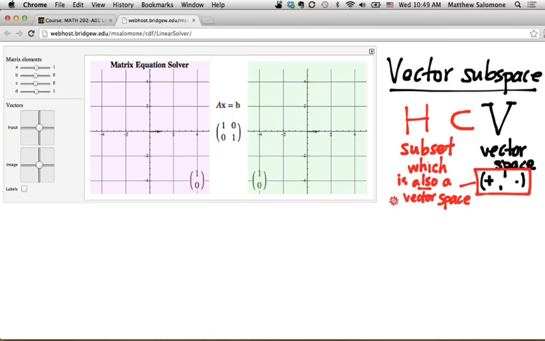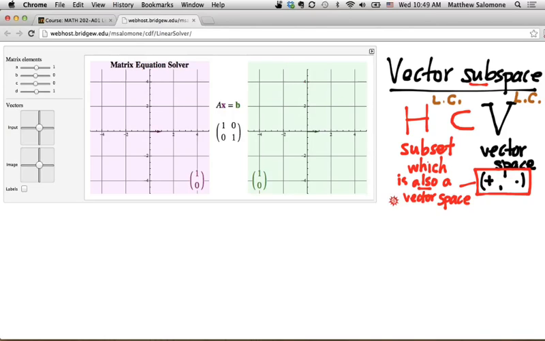So anytime in an algebra setting, when the prefix sub is used, it tends to mean the same kind of thing, that we have a subset of something which has the same structure as that bigger something has. So we can do linear combinations in V, and in a vector subspace we can also do linear combinations. So that's the idea of what a vector subspace is.